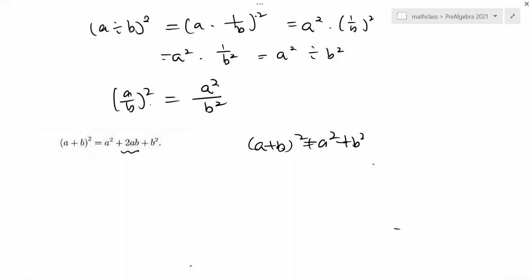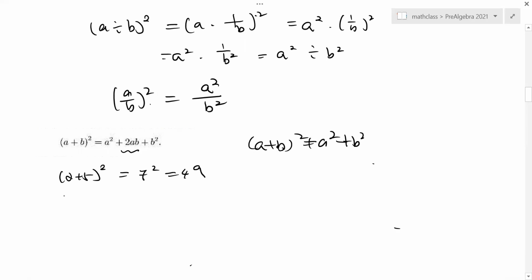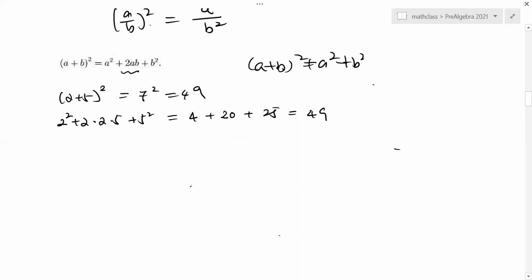Now, let's verify this identity. Let's look at a is 2 and b is 5. The left-hand side is 7 squared, which is 49. Here we have 2 squared plus 2 times 5 plus 5 squared. Should we get 49 also? 4 plus 2 times 2 times 5, which is 20, plus 25. And add them together, 49. Indeed, the above formula is true, at least for these specific numbers.